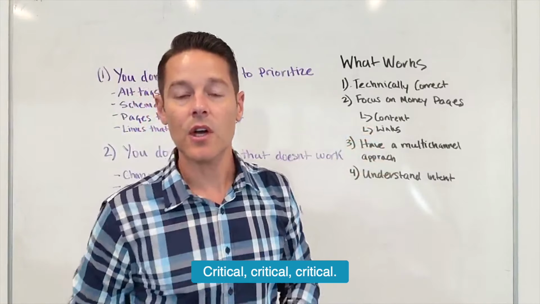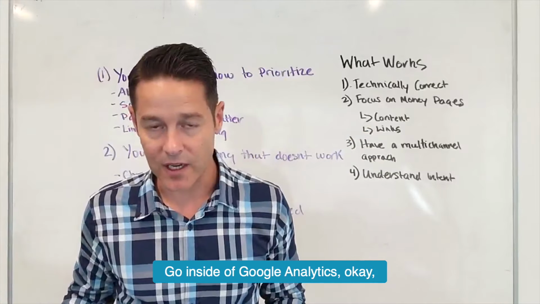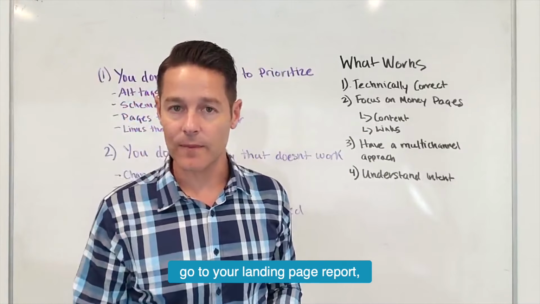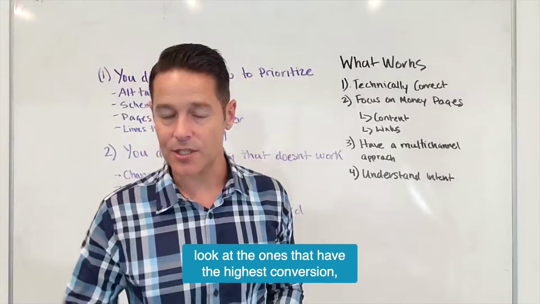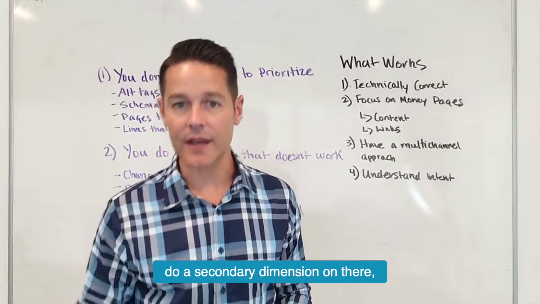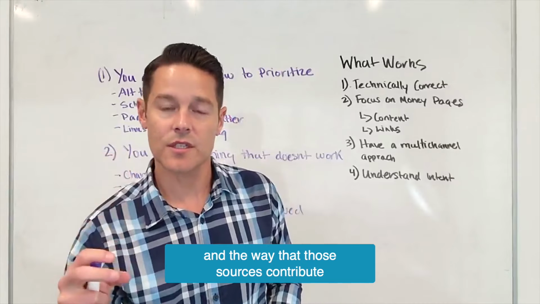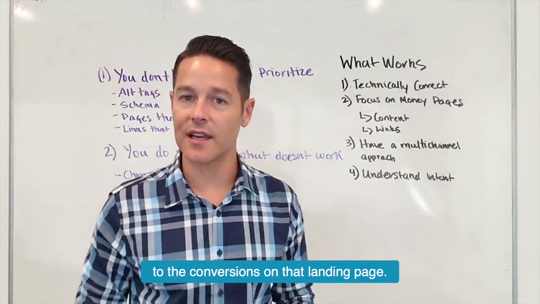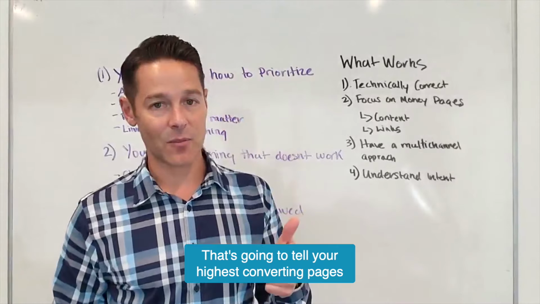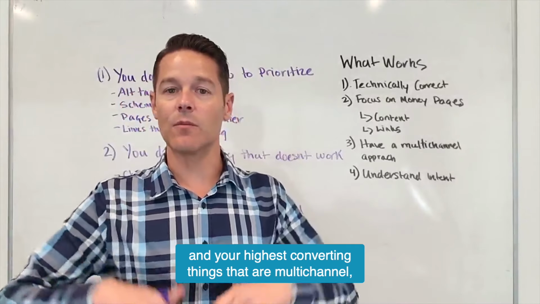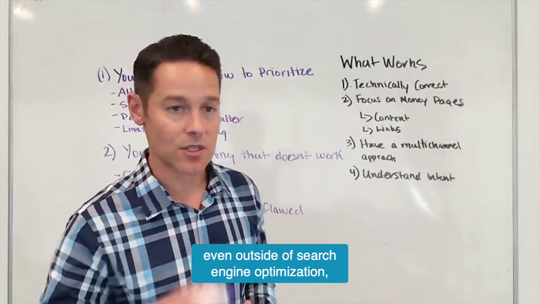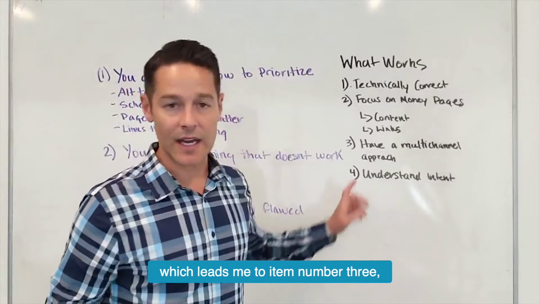Critical, critical, critical. Go inside of Google Analytics, okay? Go to your landing page report, look at the ones that have the highest conversion, do a secondary dimension on there, and look at all the different sources and the way those sources contribute to the conversions on that landing page. That's going to tell you your highest converting pages and your highest converting things that are multi-channel, even outside of search engine optimization, which leads me to item number 3.